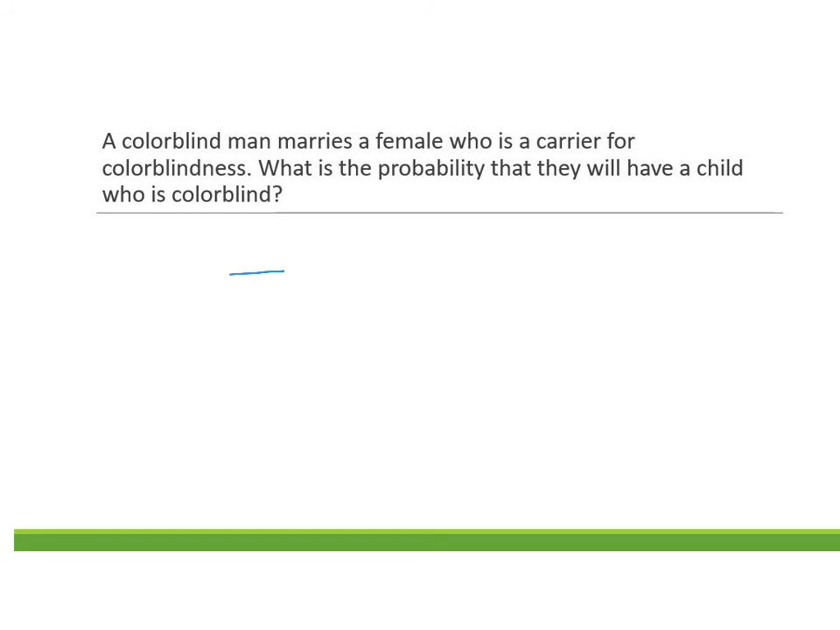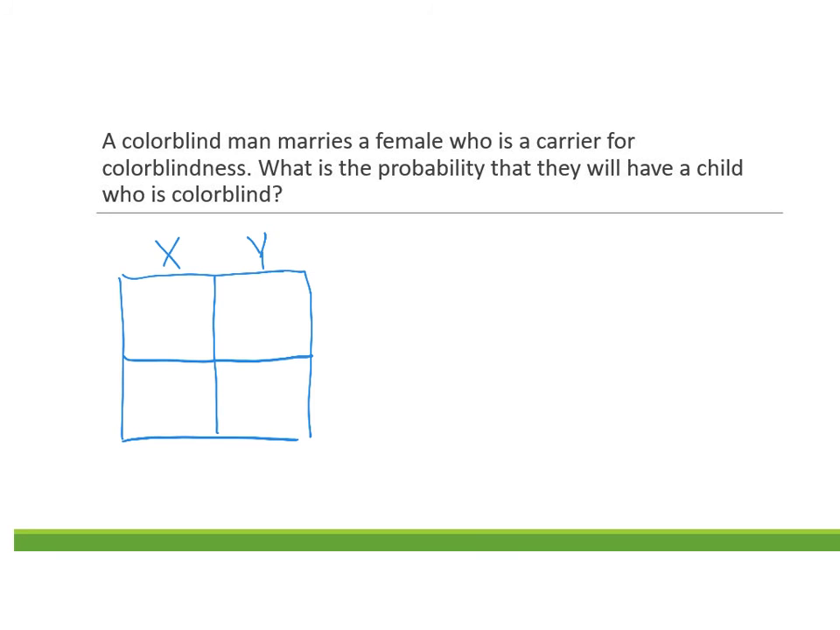So to solve this problem, we need to draw a Punnett square. All right, and we have a colorblind man. So we know a man is going to be XY. So I'm going to place an X and a Y over each column in the Punnett square. And then if he's colorblind, what superscript does he need on the X? Okay, so he's going to have a lowercase b.